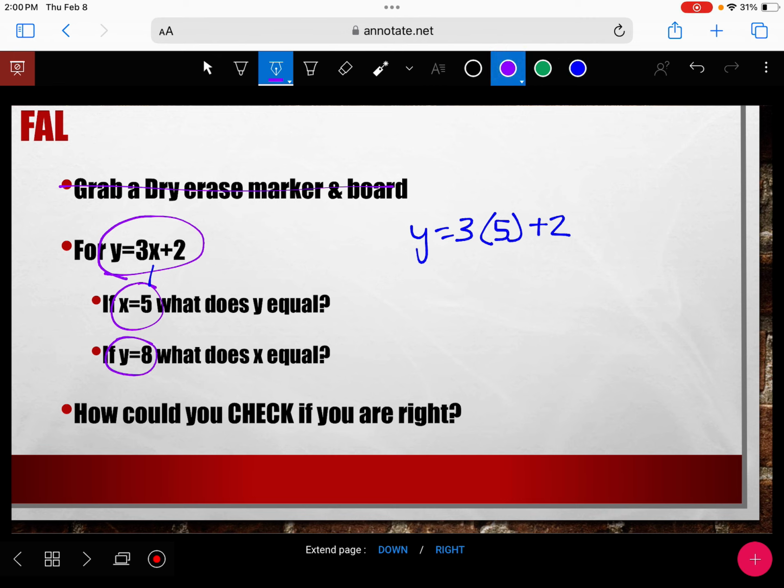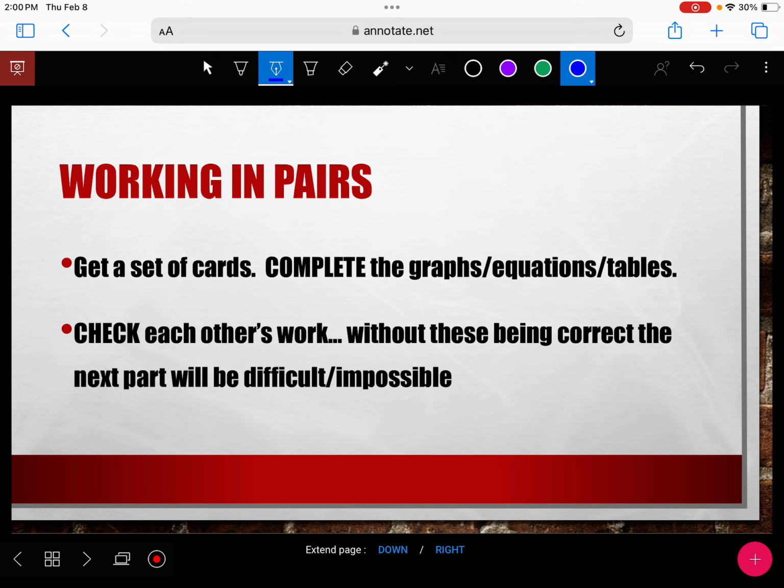If y equals 8, what would we do? 8 equals 3 times x plus 2. Subtract the 2. So we get 6 equals 3x. X equals 2, right? Okay.